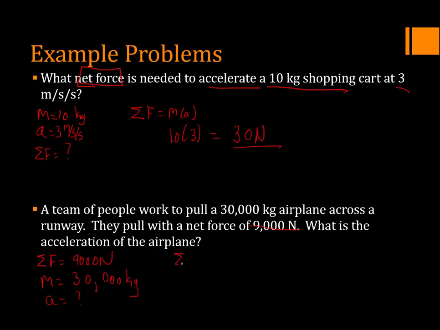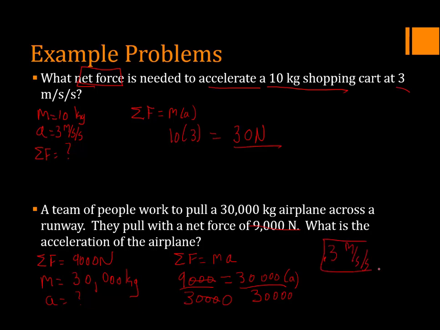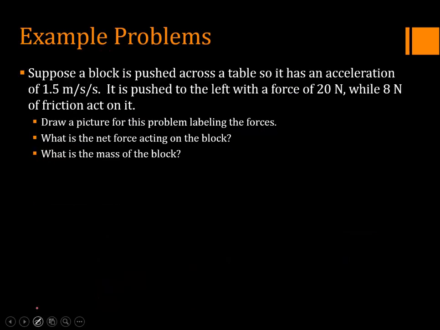Okay? So net force equals mass times acceleration, and I'm going to put in the numbers. So 9,000 equals 30,000 times a. And now I have to divide both sides by 30,000, and 1, 2, 3, 1, 2, 3. So I have 0.3 meters per second per second. Okay, there's my acceleration. So just because I've got to use the equation another way doesn't make this problem that much harder. Now let's look at one more.